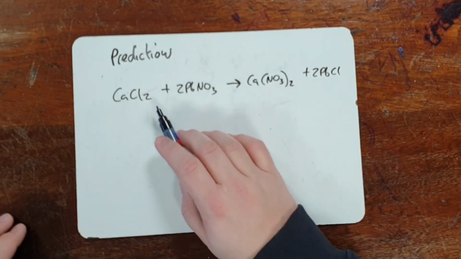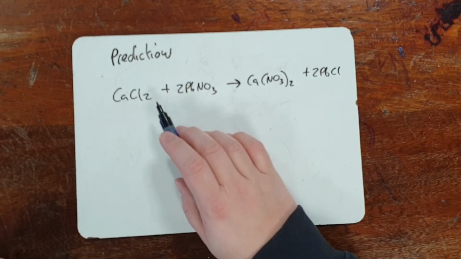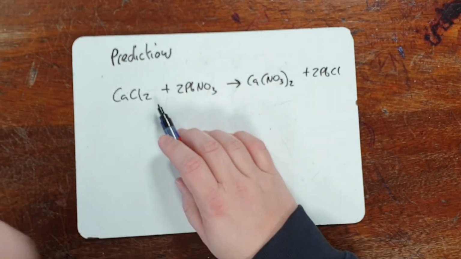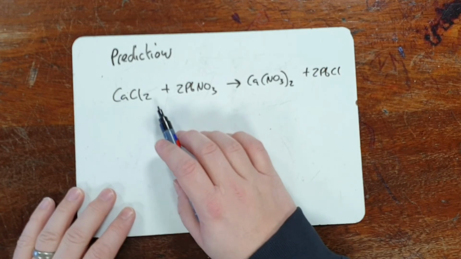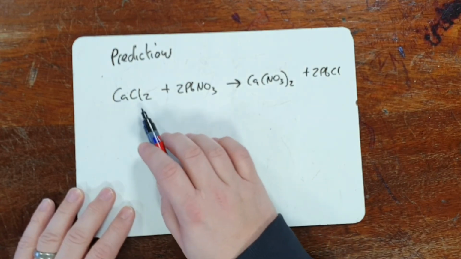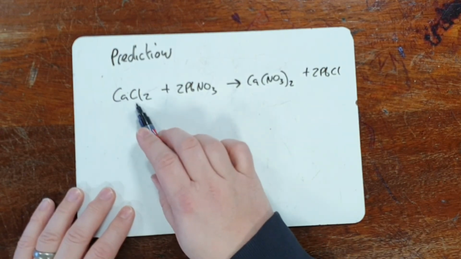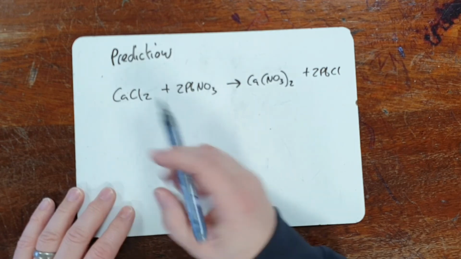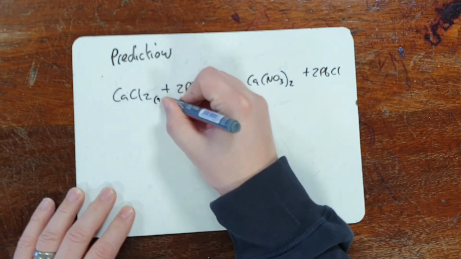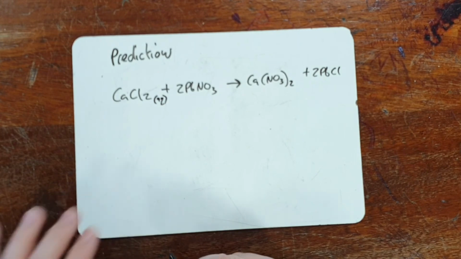So hopefully you've written down the rules from earlier. If you haven't, rewind the video back to it and write down those rules, because I'm not going to keep switching backwards and forwards. But if you look, rule C, all chlorides are soluble except for silver and lead. Well, that's not silver or lead, it's calcium, so that will be soluble. So it is aqueous because it's dissolved in water.